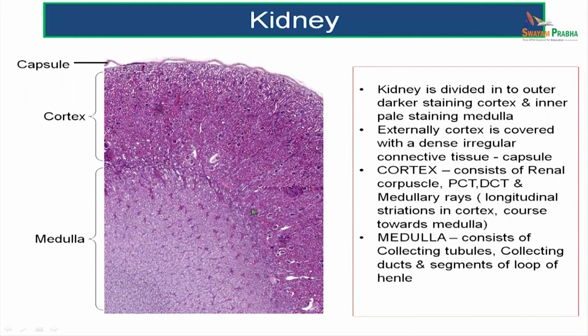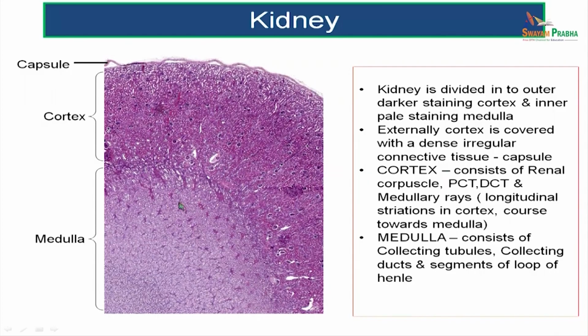So, what are the structures which are seen in the cortex? Cortex consists of renal corpuscles, proximal convoluted tubule, distal convoluted tubule and medullary rays. You can see these are the medullary rays. What are they? They are longitudinal striations in cortex which are going to course towards the medulla. This is the medulla of kidney which contains collecting tubules, collecting ducts and segments of loop of Henle.